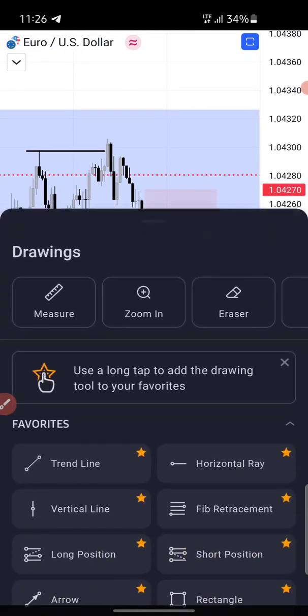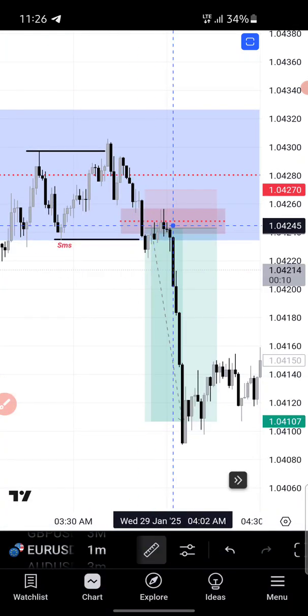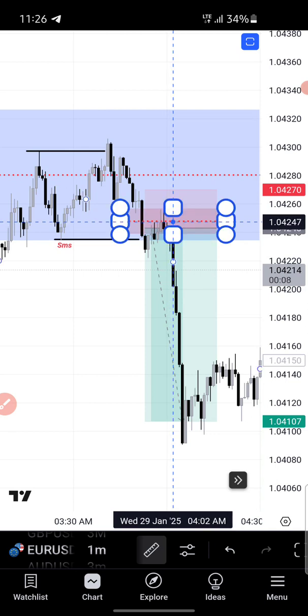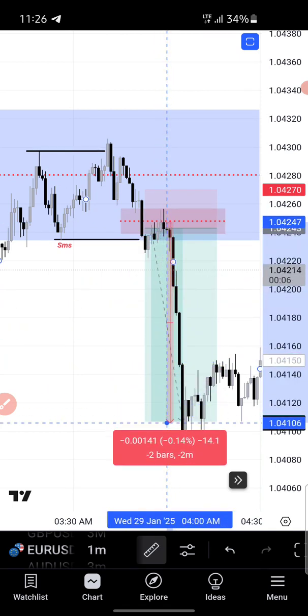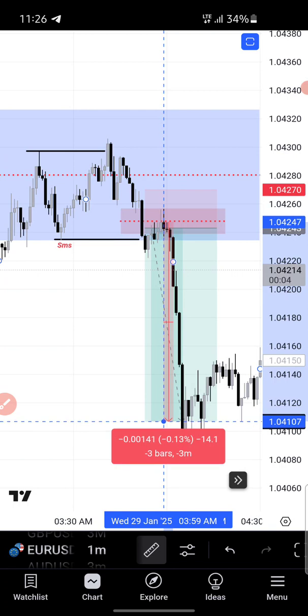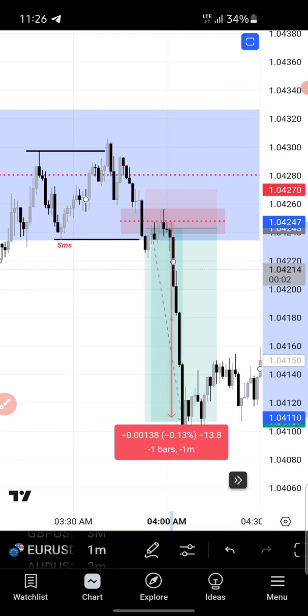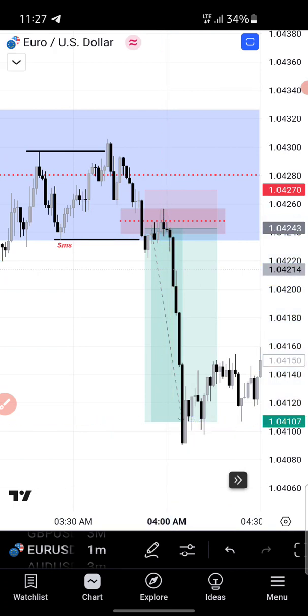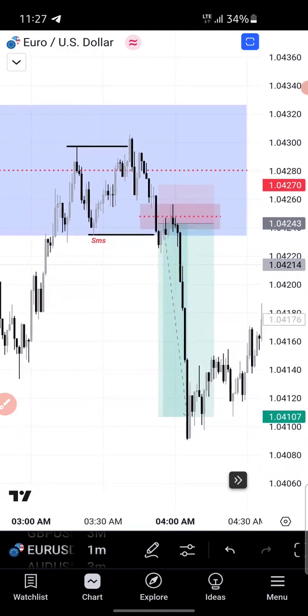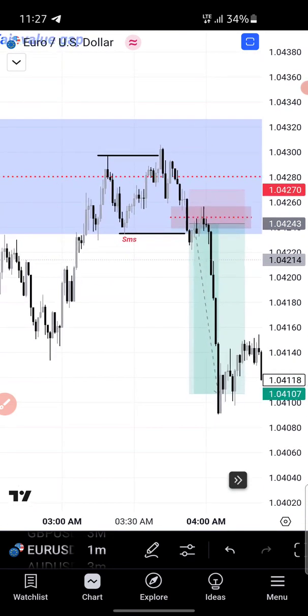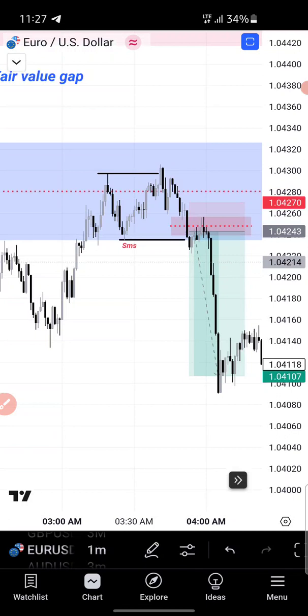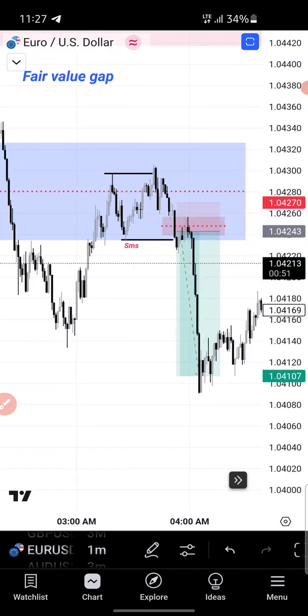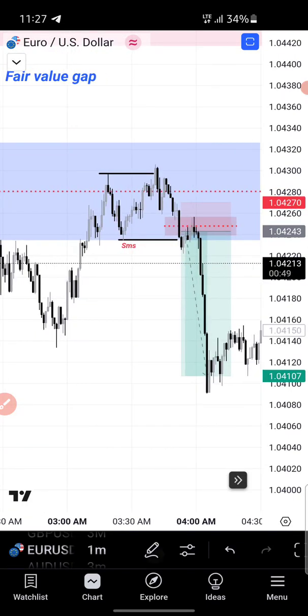Amazing. Now let me check the pips. Entry from this place, as it touched the consequent encroachment, is 14 pips. Amazing price delivery. And if you watch carefully, price was so heavy to the downside. Because why? Price has already shown us everything from the 15 minutes to the 5 minutes and to the 1 minute. Now where should we target?